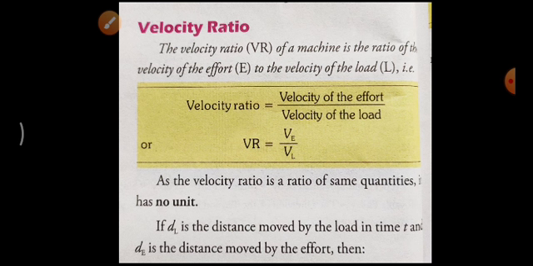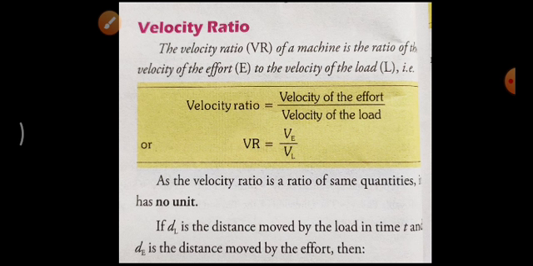Both have the same unit. Yes, velocity divided by velocity, so both physical quantities are the same. Because of that reason, it does not have any unit. As the velocity ratio is the ratio of the same quantities, it has no unit. So now let's see more.